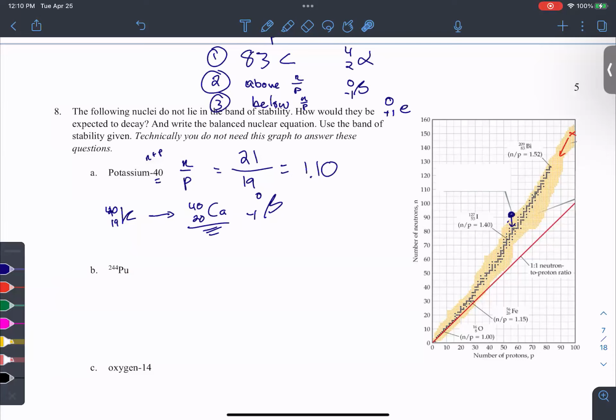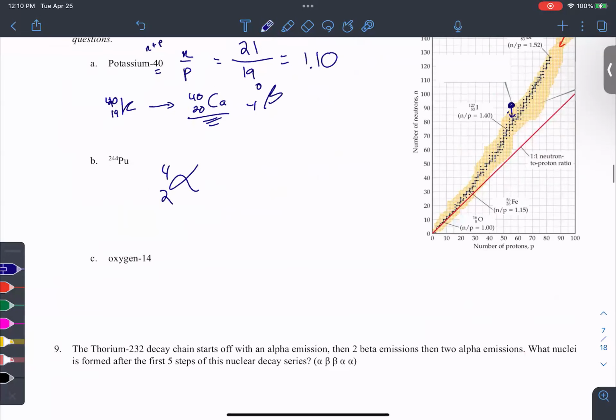Okay, plutonium. Do I actually need to calculate the neutron to proton ratio? No, because what's going to happen? Alpha, yes. I don't feel like writing what the product is.